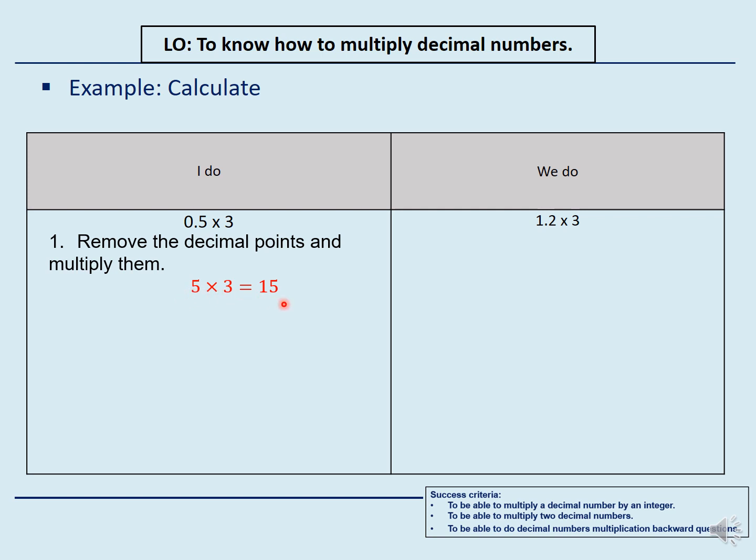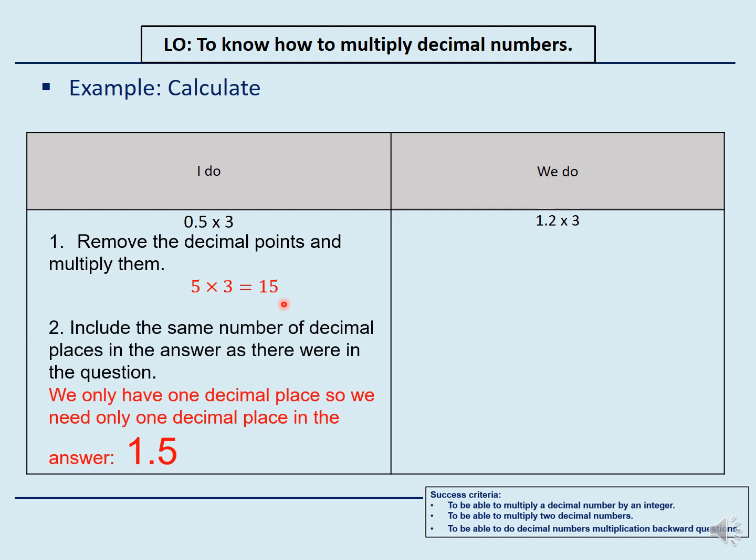But that's only the first step. This is not the last answer. The second step is to go back to the question and see how many decimal places you have in total. Decimal places are those digits after the decimal point. So in the whole question, I only have one decimal place, which is 5. So in the answer, I need to have one decimal place as well.